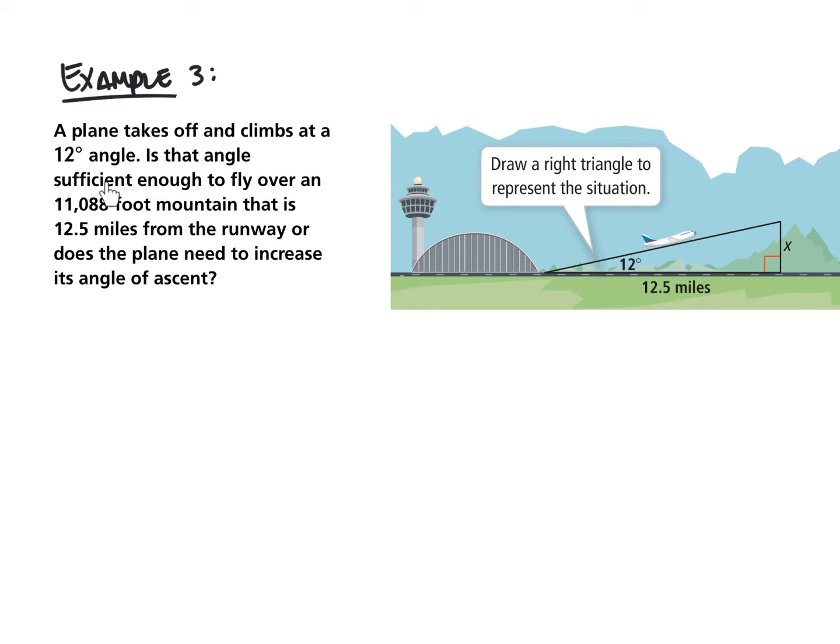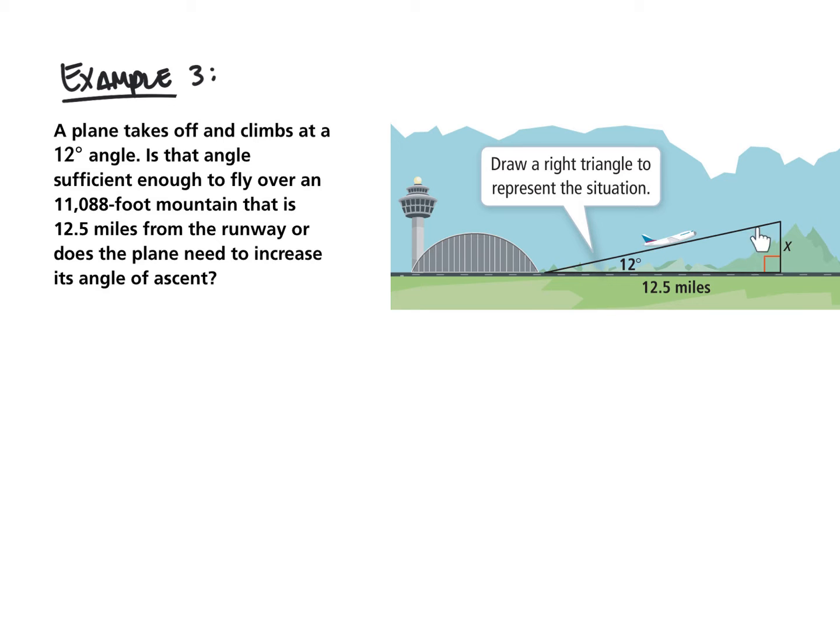Question is, is that angle sufficient to fly over an 11,088-foot mountain that's 12 and a half miles from where the plane took off on the runway? Or does the plane need to increase this angle of ascent to get over this mountain?